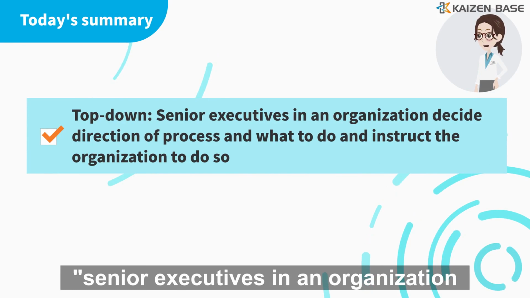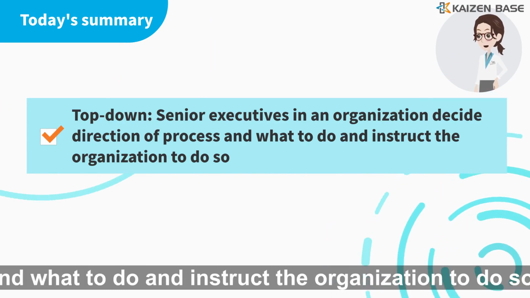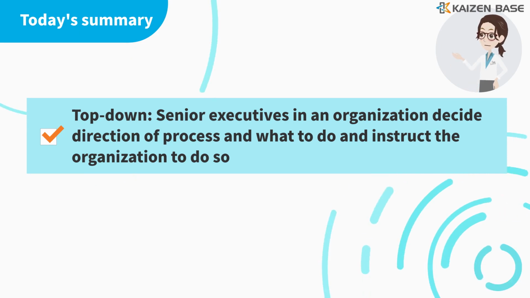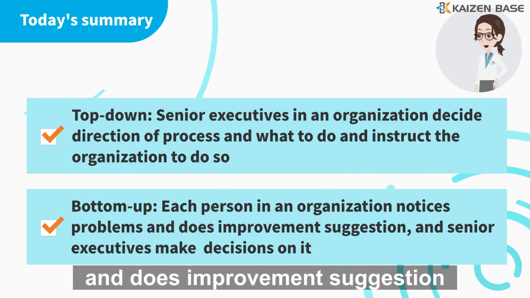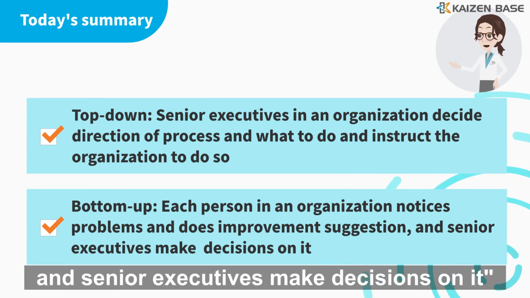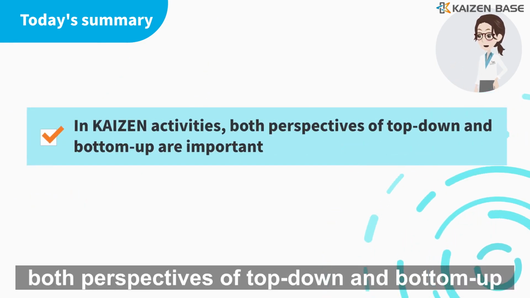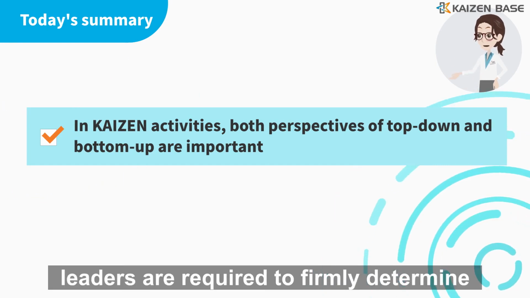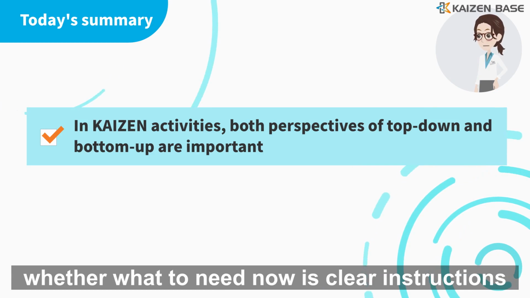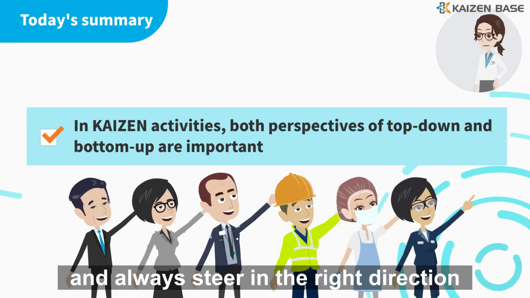Top-down means that senior executives in an organization decide the direction of the process and what to do, and instruct the organization to do so. Bottom-up means that each person in an organization notices problems and makes improvement suggestions, and senior executives make decisions on it. In Kaizen activities, both perspectives of top-down and bottom-up are important. Considering the situation, leaders are required to firmly determine whether what is needed now is clear instructions or hearing feedback of the shop floor, and always steer in the right direction.